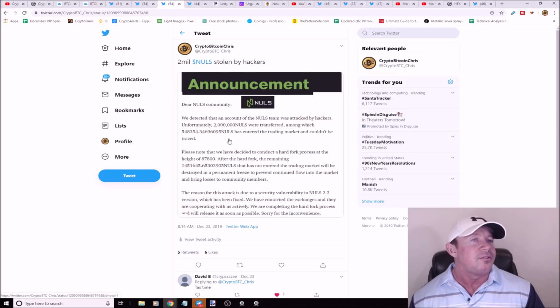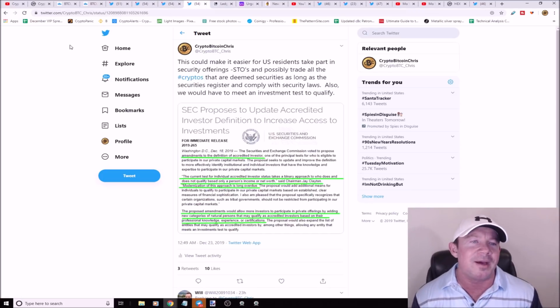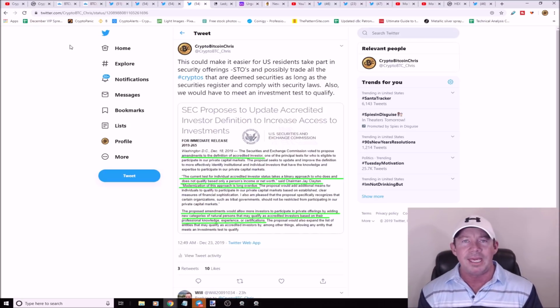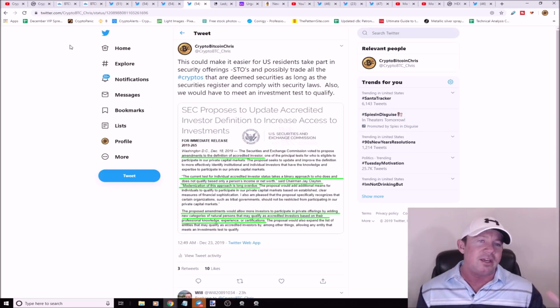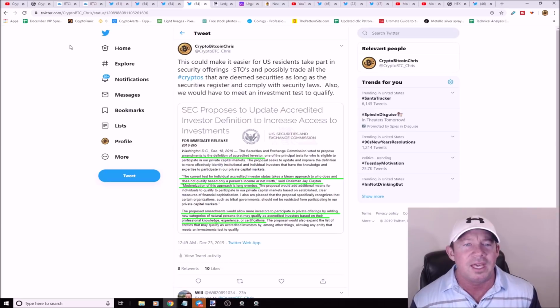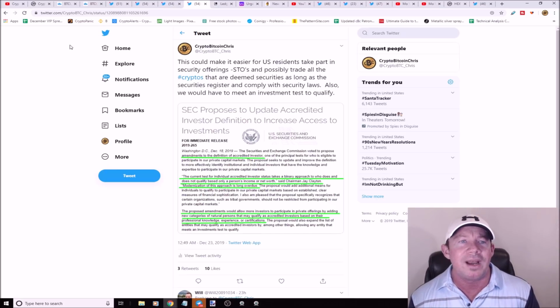So again, so many thieves and theft and deception in this market is crazy. I talked to you guys about this previously. I just want to go back into it real quick. So this will make it a lot easier for United States residents to take part in security offerings or buying any cryptos that are deemed securities over time. Again, being a security is not the worst thing in the world, but it just needs to be registered with the securities exchange. And you have to be an accredited investor, which basically means you may have to make a ton of money on a yearly basis or have $1 million valuation excluding your home.